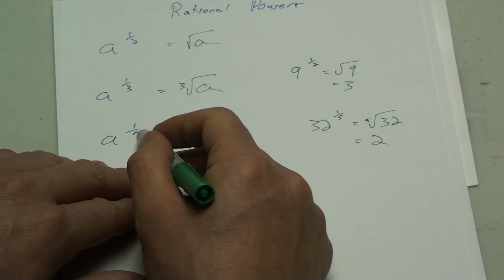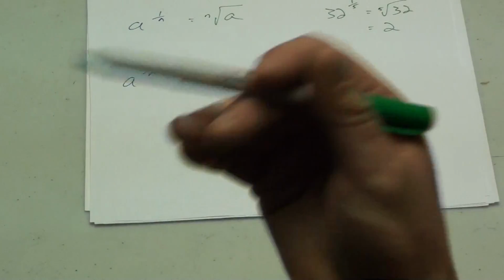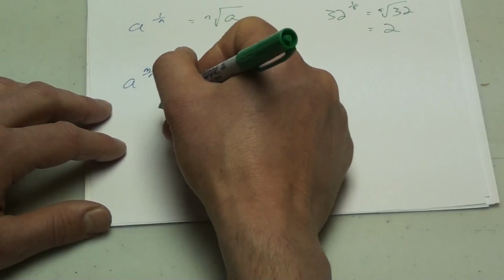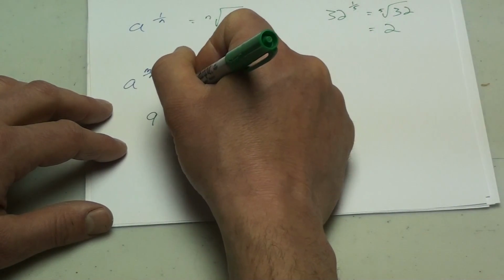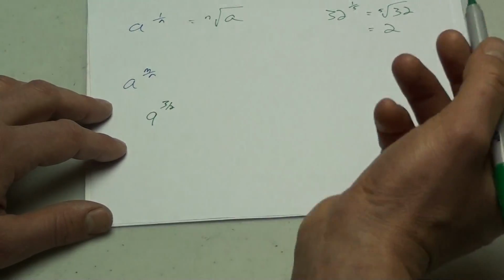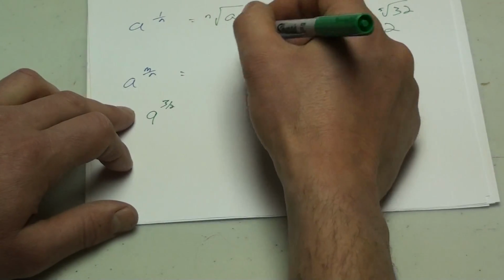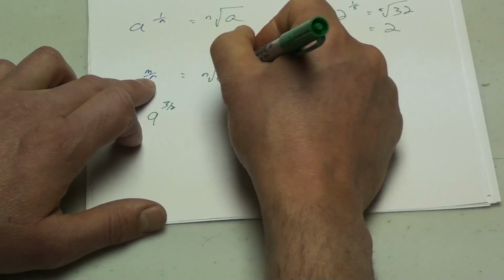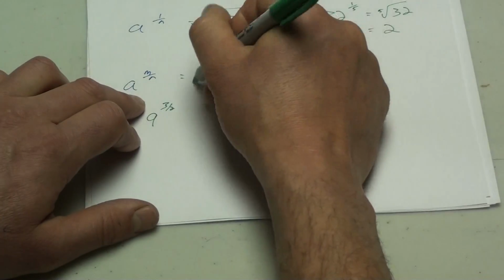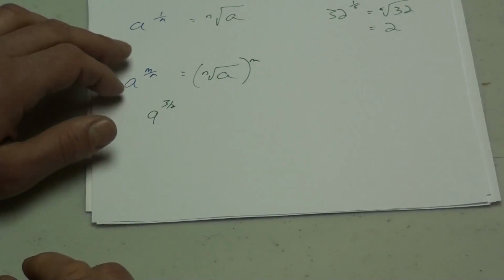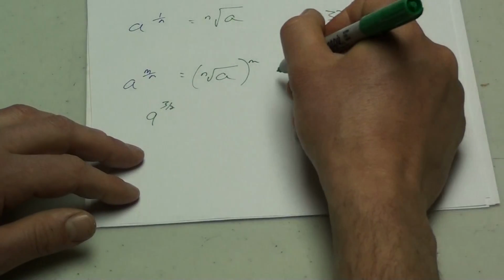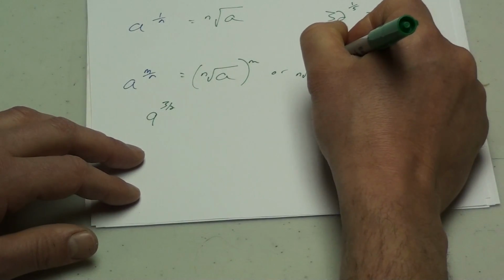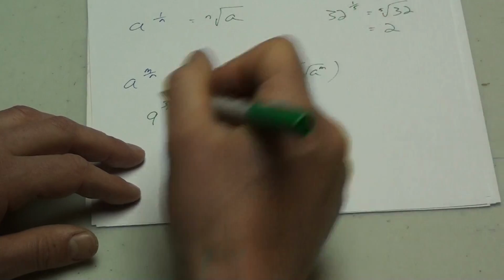So that's the rule if you have 1 over n. Sometimes it's not 1 over n, it's a more complicated fraction, m over n. The denominator is the root I'm going to, and then I take that answer and put it to the exponent of m, my numerator. It can also be written as the nth root, the denominator's root, with the m inside the root. They're the exact same thing.